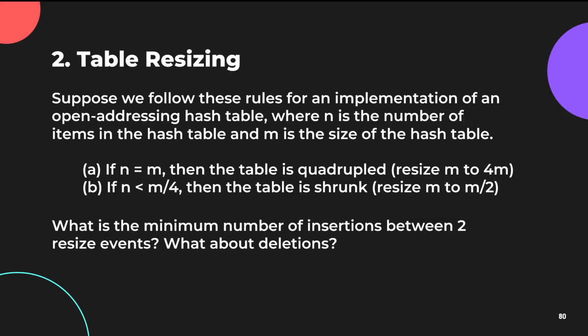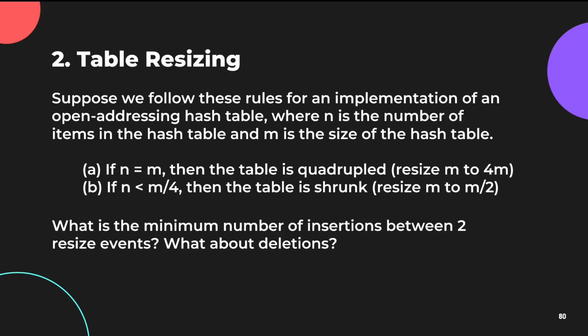Now let's go to the second question, which is more fun, I'd say. Suppose we follow these rules for implementation of an open addressing hash table, where n is the number of items in the hash table and m is the size of the hash table. Most likely we will say that n is less than or equal to m, because you can't have n greater than m. Your number of items should not be greater than your size.